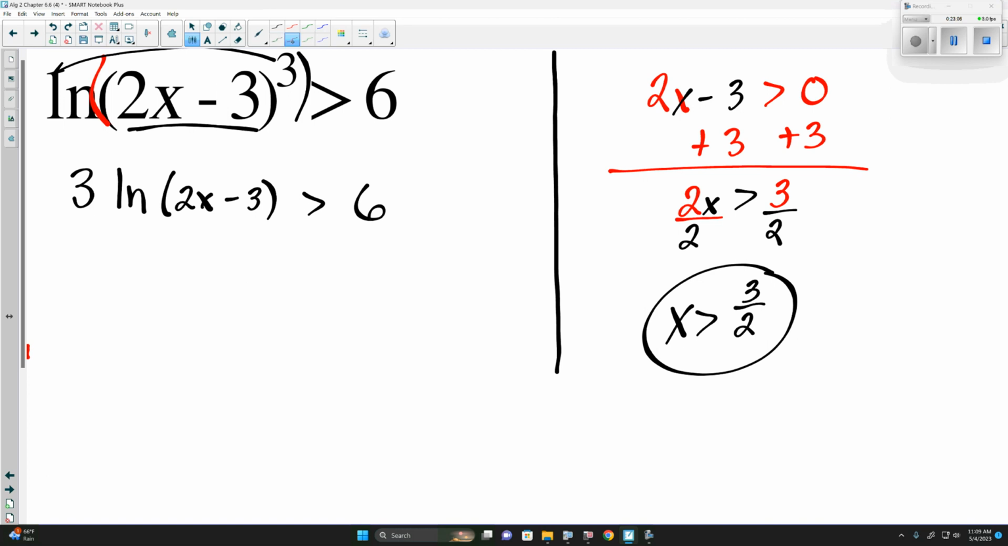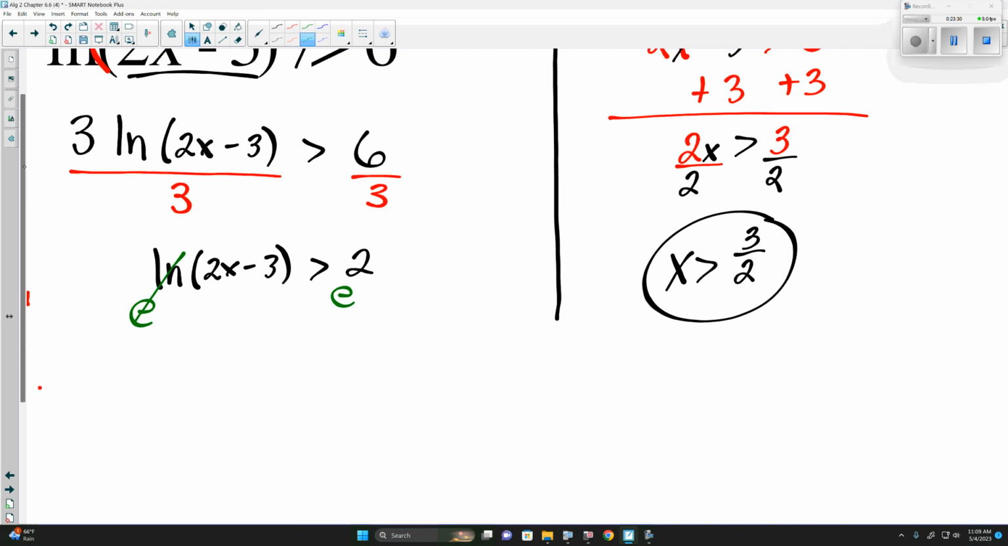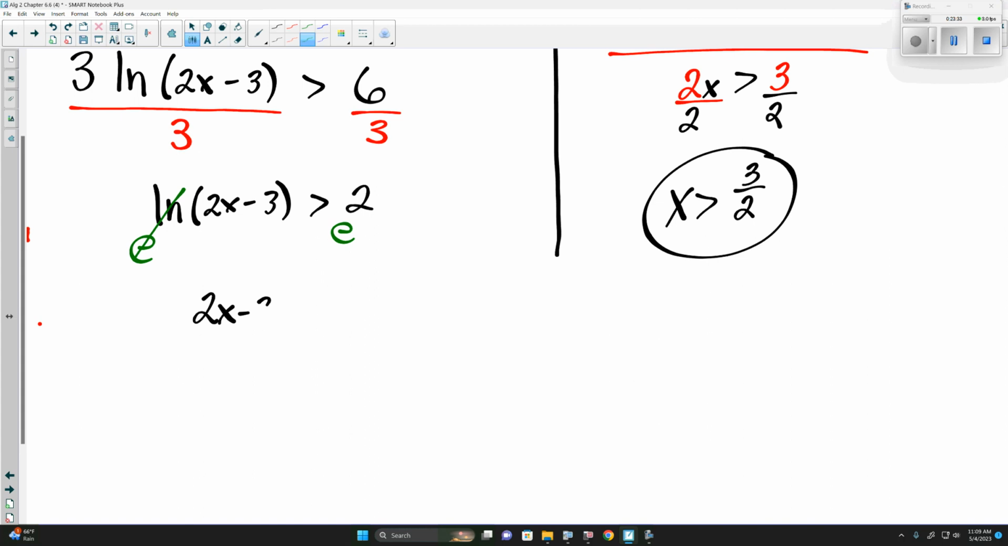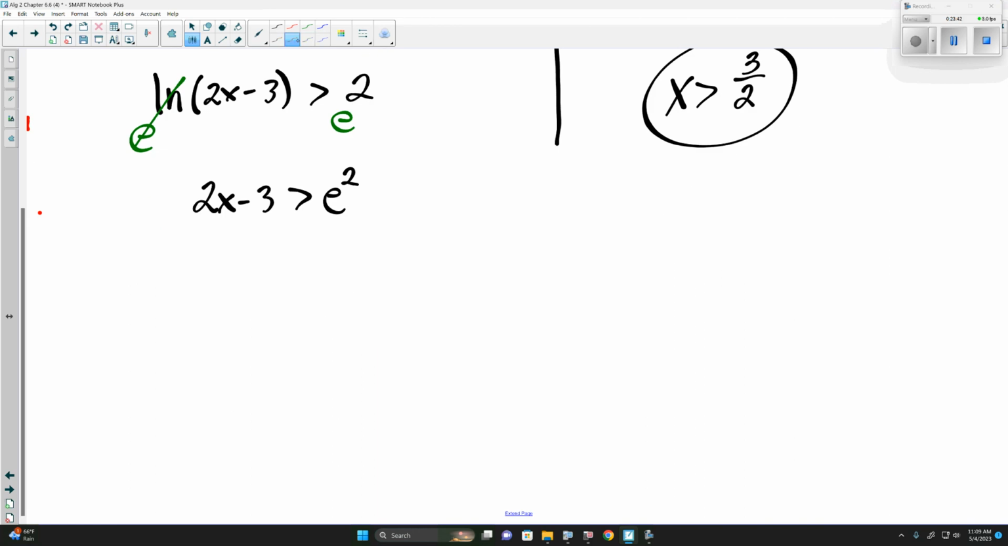If they were being added, but since they're being multiplied, we would divide by 3, telling us the natural log of 3 is greater than 2. Now, since the logarithm is by itself, we would put both sides to the base of e. These would cancel, telling us that 2x minus 3 is greater than e to the second power. Now at this point here, we just need to get x by itself, so we can add 3. Telling us that 2x is greater than e squared plus 3.